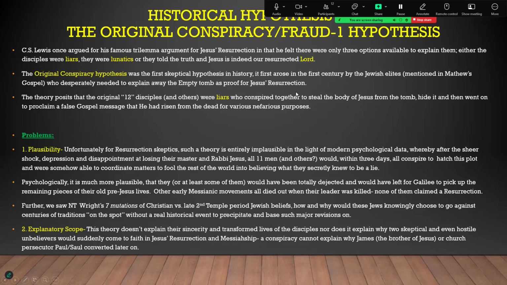So it basically says that essentially the disciples themselves, the 12 disciples, conspired together to steal the body from the tomb. So it explains away the empty tomb. And then from there, they were a bunch of liars. For whatever reason, they conspired and told the lie of Jesus' resurrection. They hid the body somewhere in the ground or whatever and started going around talking about the resurrection for some nefarious purpose. Maybe they wanted fame, maybe they wanted money, or whatever their intentions were. So that's what the original conspiracy hypothesis is.